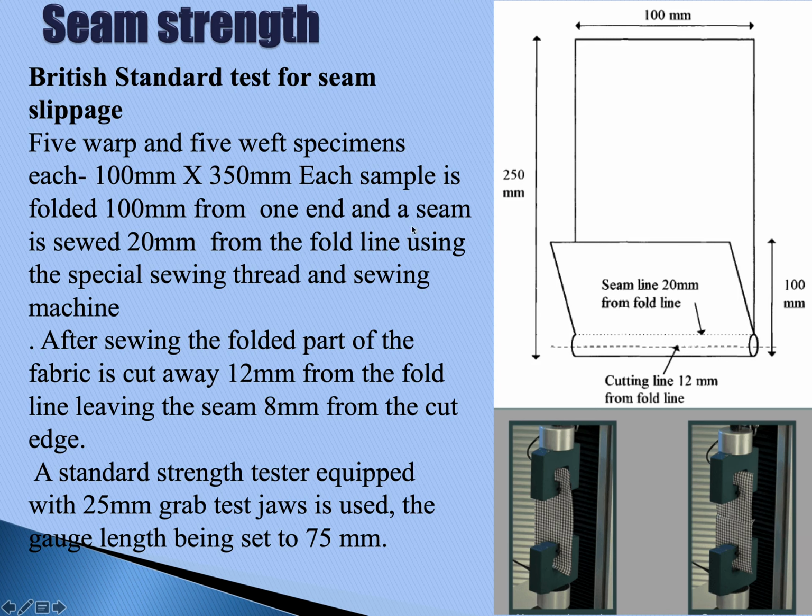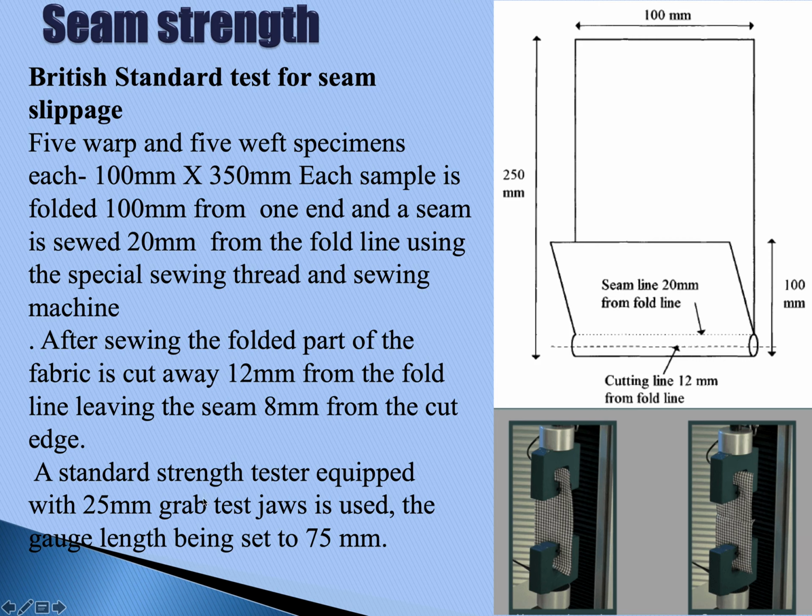Each sample is folded 100 mm from one end and a seam is sewn 20 mm from the fold line, using the special sewing thread and sewing machine. After sewing, the folded part of the fabric is cut away 12 mm from the fold line, leaving the seam 8 mm from the cut edge.